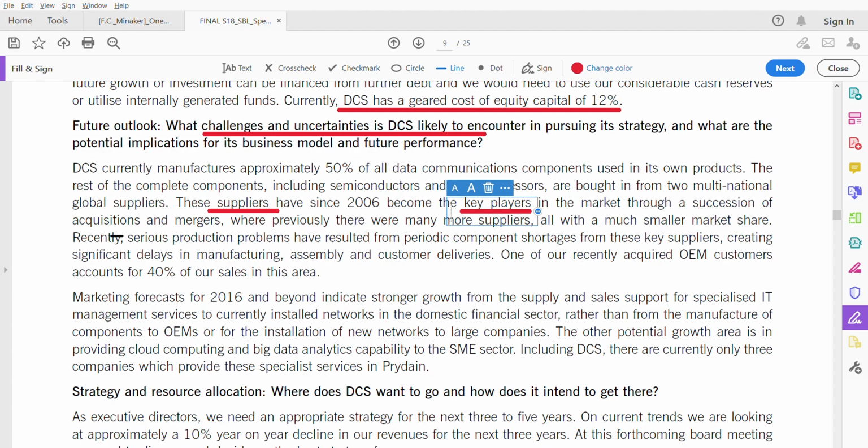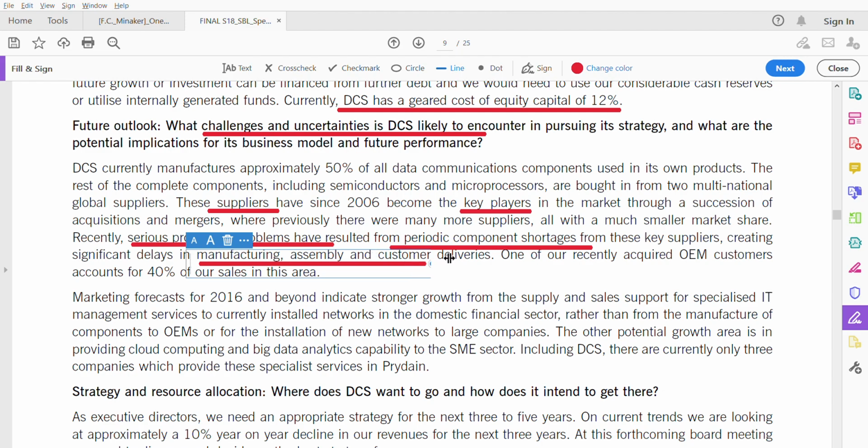So these are the reasons why. Because they are relying on them, there are serious production problems from periodic component shortages, right? So that's why there's a delay. Now you can relate to their financial information which they have given, why there's a delay and why there's a customer complaint. Can you see how you're linking the two exhibits? You're using this and the previous exhibit.